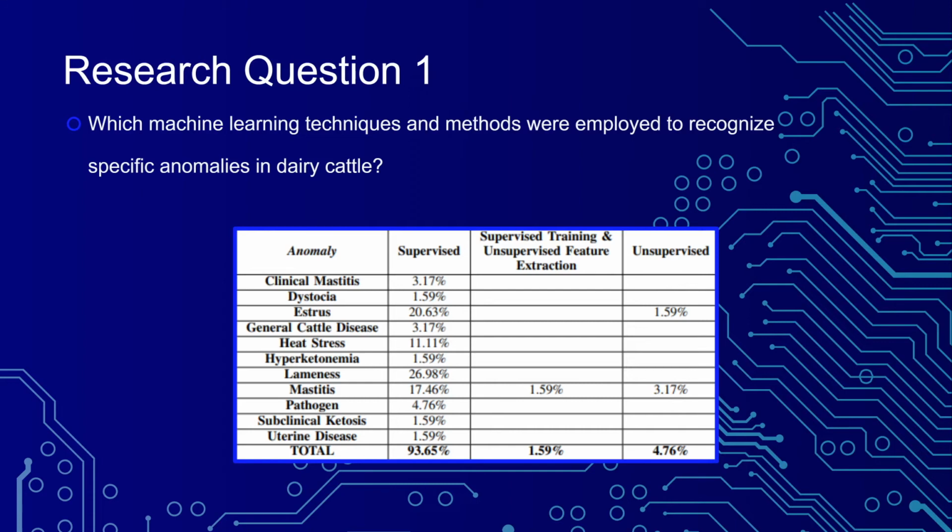We have three types of AI models: supervised, training with unsupervised feature extraction, and unsupervised. For supervised models, we have 93% of those, and the others are respectively 1.59% and 4.76%. Researchers have a preference for using supervised models. So what is our take on that?